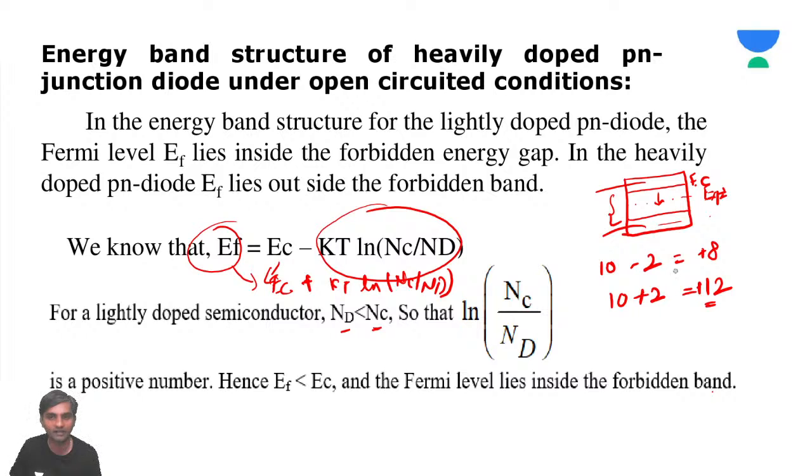So now what's happening, sir? Earlier it was supposed to be at 8 here. Let's say this is the 10 level, now this becomes 12. So it is outside the forbidden gap.